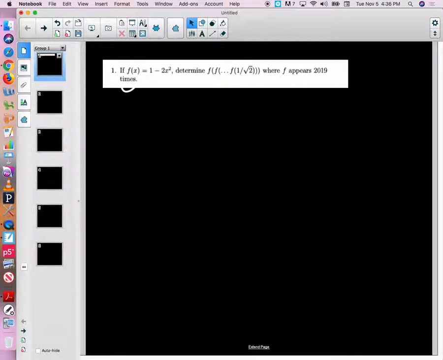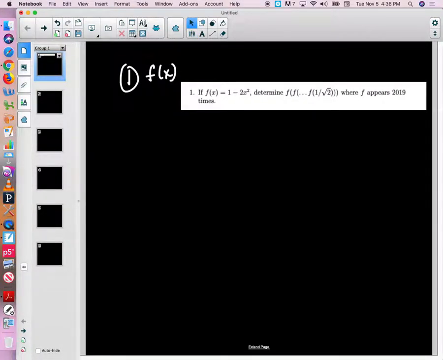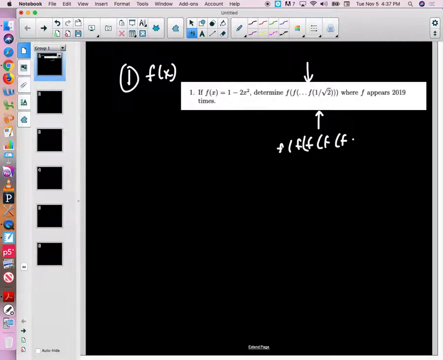F of x is 1 minus 2x squared, and then you have this ridiculous f of f of f of f of f of f of f, forever and ever, of 1 over root 2, where f appears 2,119 times, which means you're doing f inside f 2,119 times. And so obviously there's going to be some pattern, so just jump in and start.